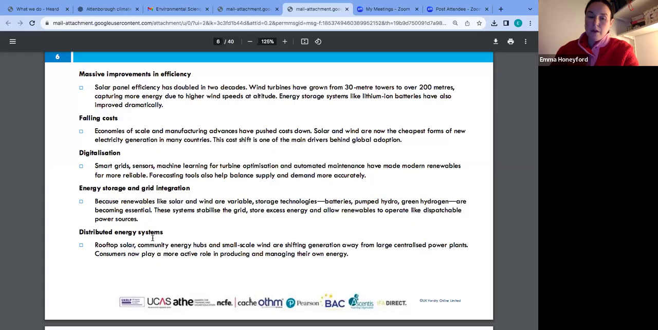Another important factor to think about is distributed energy systems. Rooftop solar, community energy hubs, and small-scale wind are shifting generation away from large centralised power plants. So consumers now play a more active role in producing and managing their own energy. I think this is really important and quite a radical shift, in that communities and society feel more empowered to take action and be more energy efficient. And hopefully this does continue.